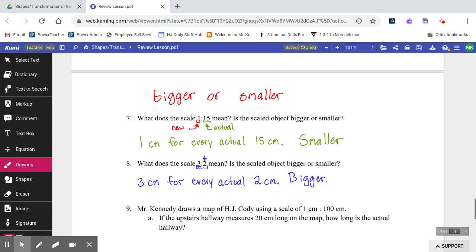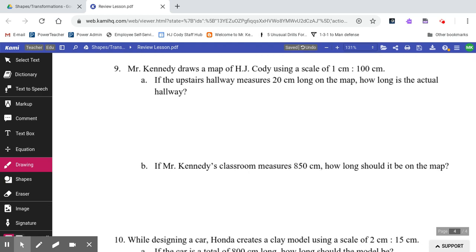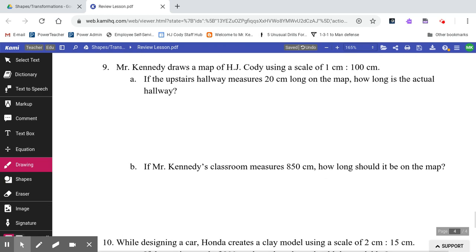The way we see this, we see it a lot with maps, also scaling like cars, houses, apartment buildings, stuff like that. Let's read the first question. It says, Mr. Kennedy draws a map of H.J. Cody using a scale of 1 centimeter to 100 centimeters. That means that for every 100 centimeters something is in real life, I'm only going to draw 1 centimeter on my map.